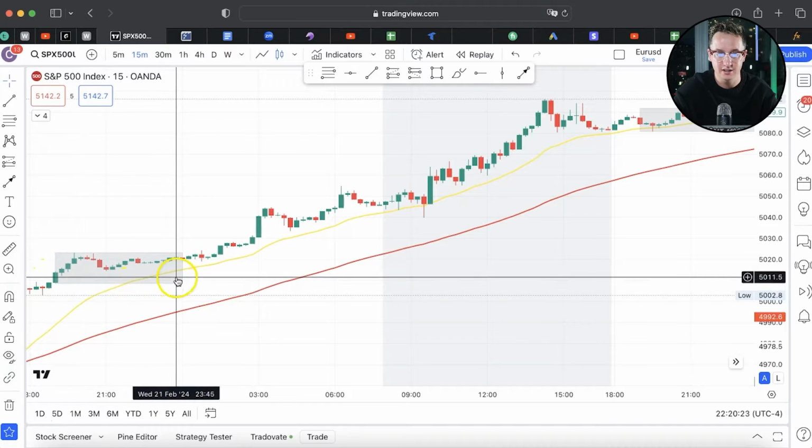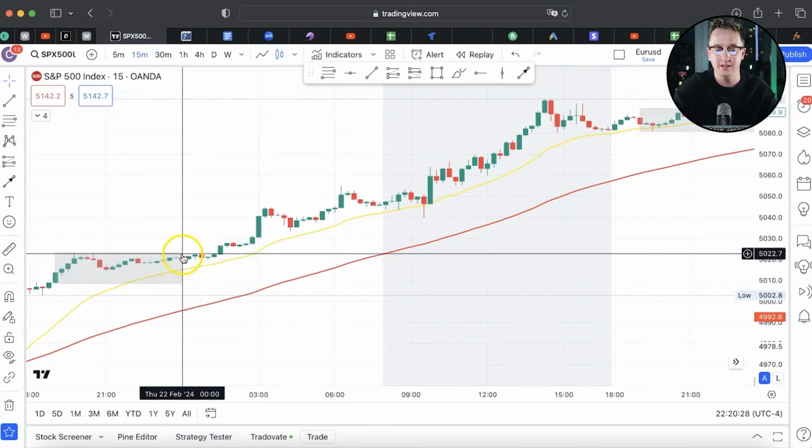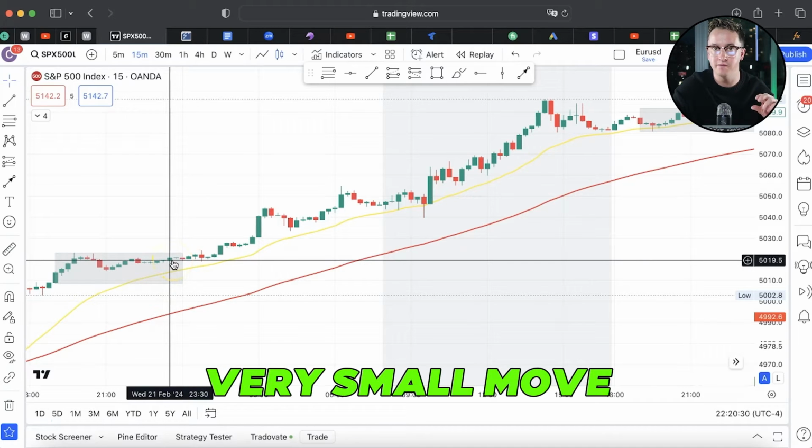Now overall, what I'm looking for is I want to see price within this Asia range have a very small move, if not any move.